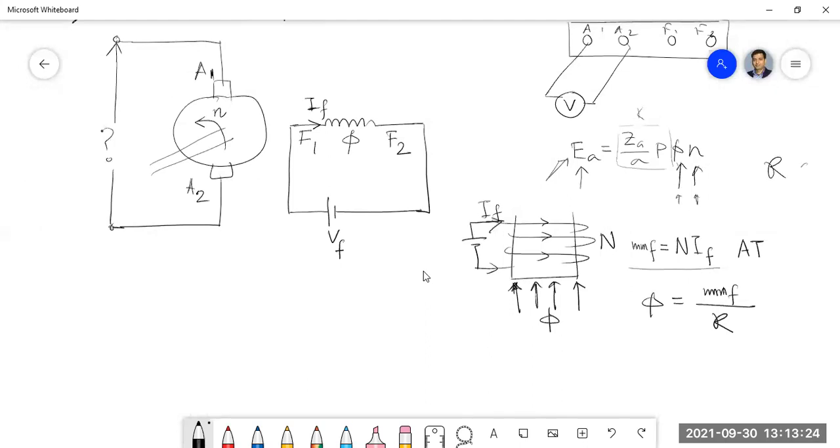Flux. The permeability. Permeability, isn't it? Did you know that?